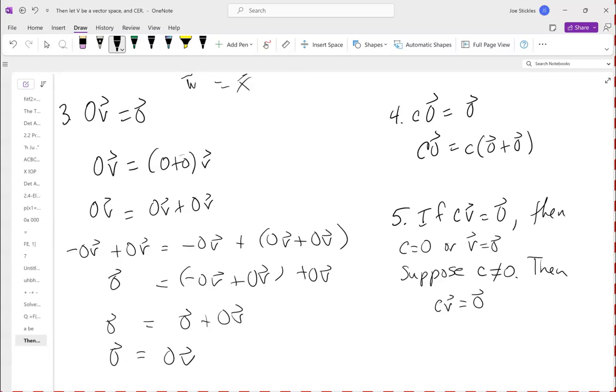We're already assuming that this is 0, right? Now, C is a real number. If C is not 0, what can you do with C that you wouldn't be able to do if it were 0? It's just a real number, so what can you do with C as a real number if it's not 0 that you know you can do, that you know you can't do if it happened to be 0? Divide, right? So let's multiply both sides by 1 over C.